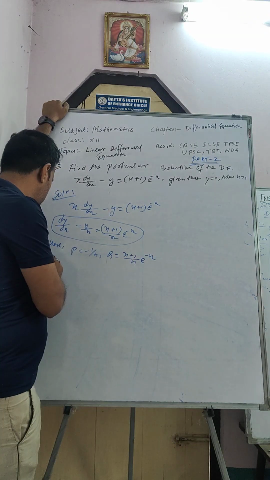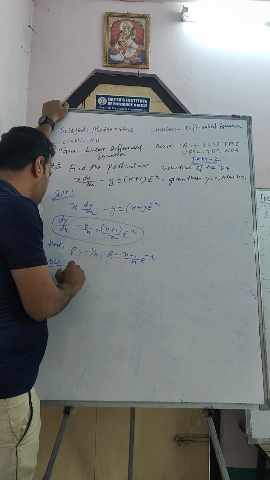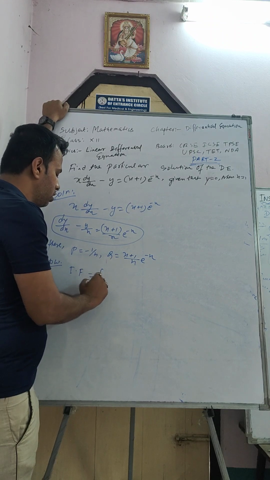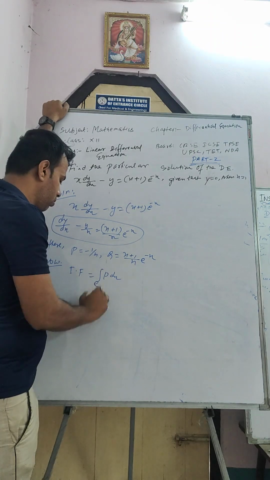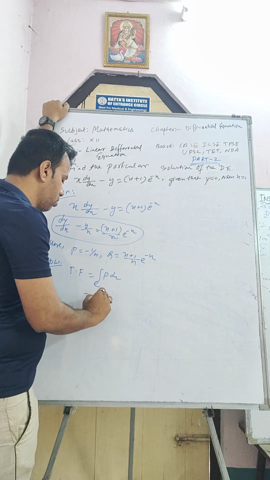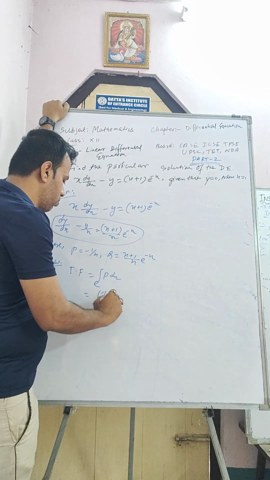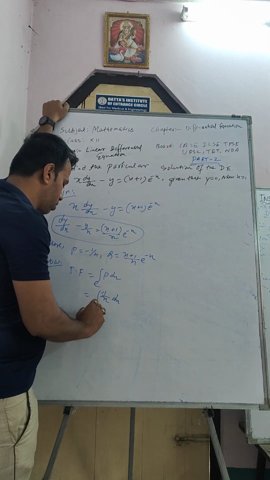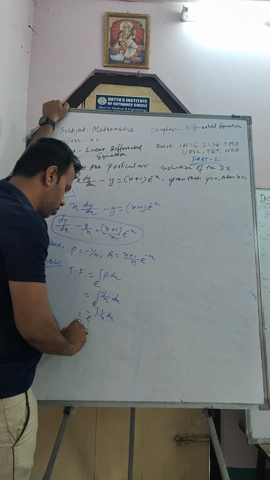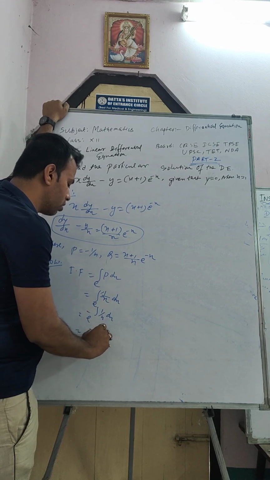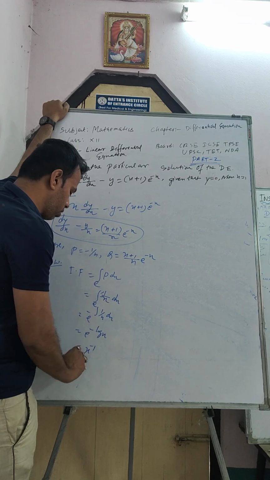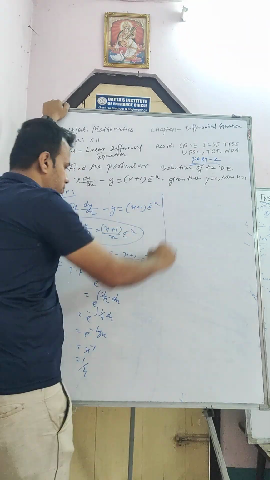Okay, now we have to find the integrating factor. Integrating factor is what, sir? e to the power integral of P dx, right? Okay, fine, sir. So e to the power integral of minus 1 by x dx, e to the power minus log x, x to the power minus 1, that is 1 by x.